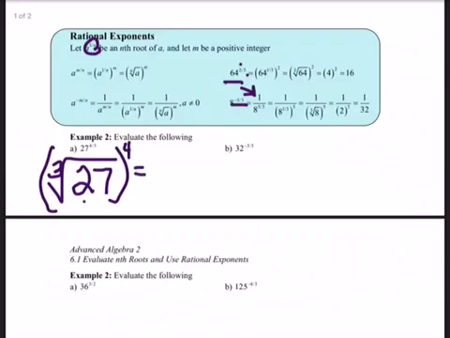So what number times itself 3 times gives me 27? That's 3, and then I raise it to the 4th power, which gives me 81.